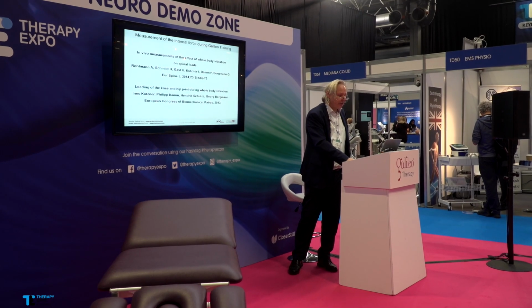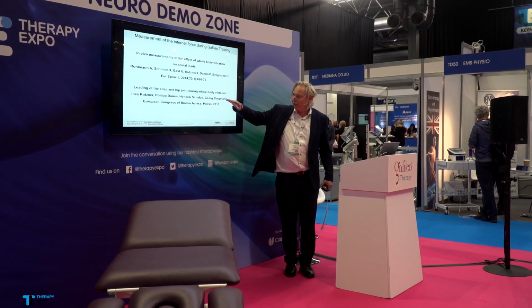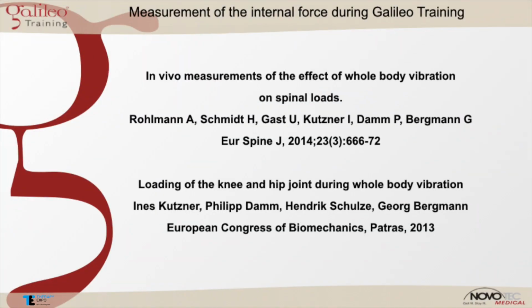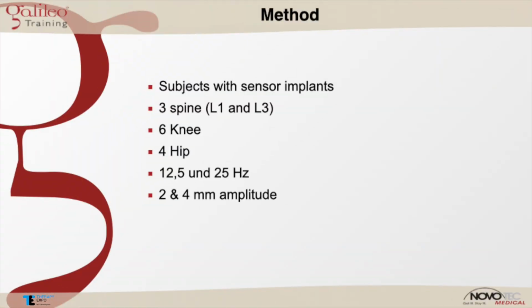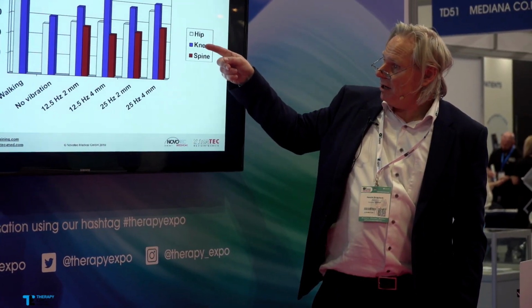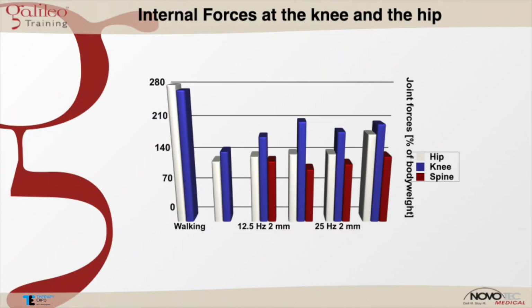And then there's a nice study from the Charité in Berlin where they used this in patients with an artificial vertebra, artificial knee and artificial hip. They have sensors inside where they can measure the loads in the artificial joint. And you can see here walking on hip and knee level, and this is during Galileo training. Again, the loads which we are inducing are less than walking.